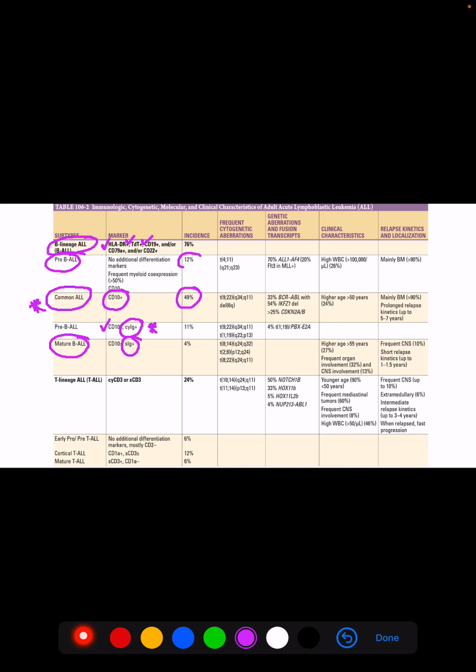So this comprises 12%, and mature B-ALL 4%. Mature means surface immunoglobulin. Pre-B-ALL means cytoplasmic immunoglobulin. In pro-B-ALL, we have HLA-DR, TDT positive and CD19 positive.